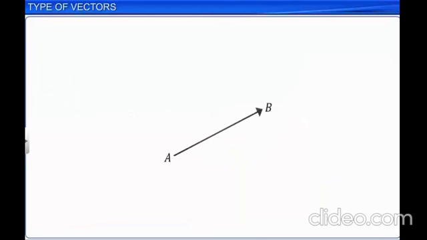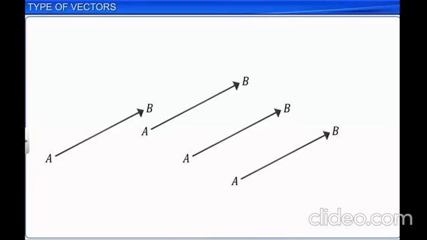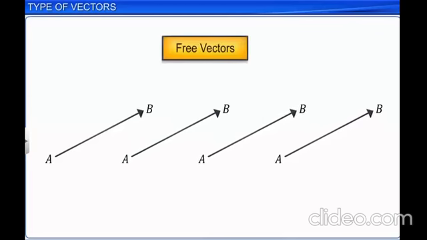Consider a vector AB as shown. Let us change the position of vector AB such that its direction and magnitude do not change. Then, in each new position, vector AB is parallel to its initial position and represents the same vector. A vector that is independent of its position is called a free vector. Thus, a free vector is not bound by any fixed initial or terminal points. In this chapter, we will deal only with free vectors.